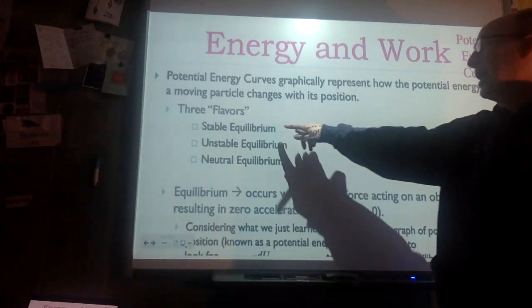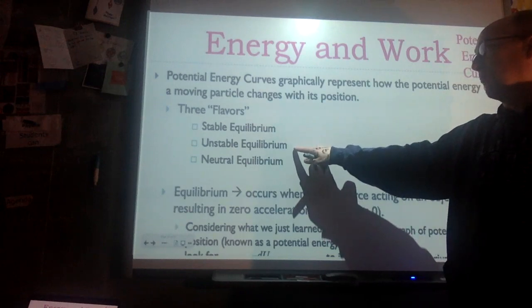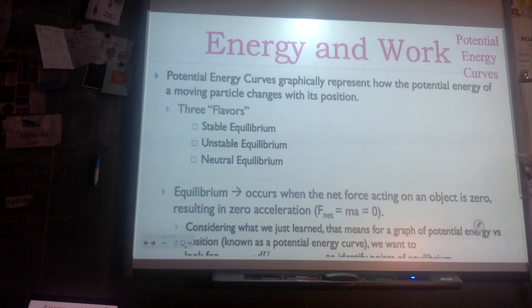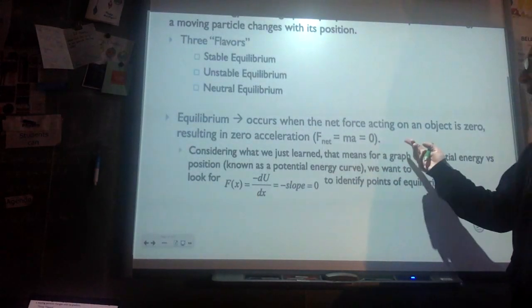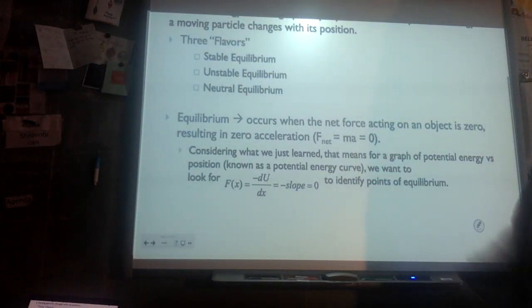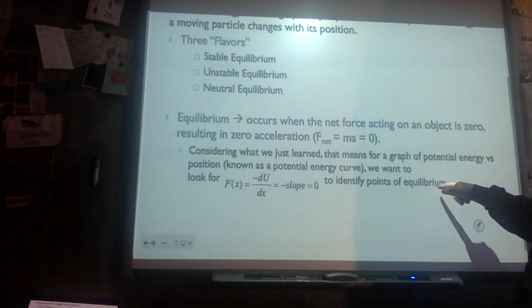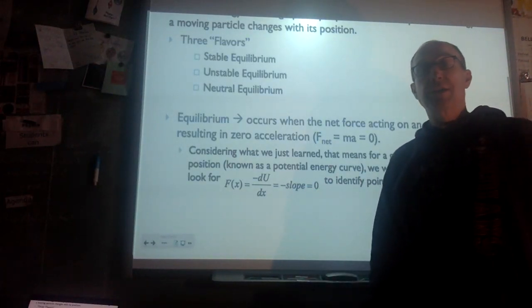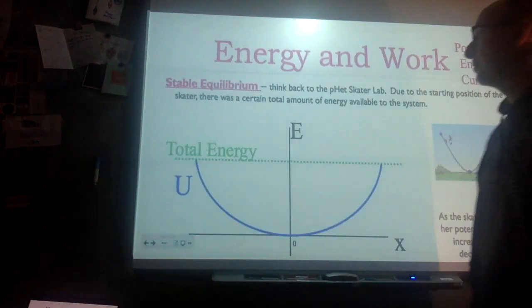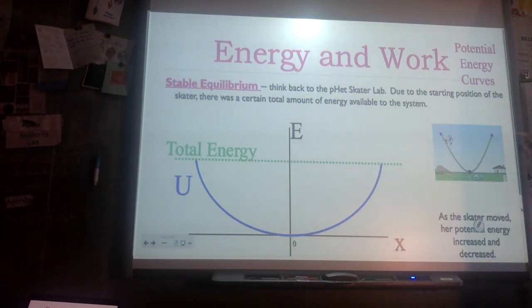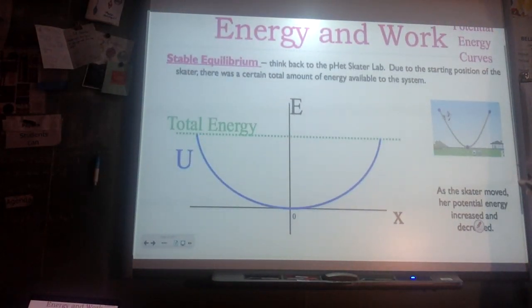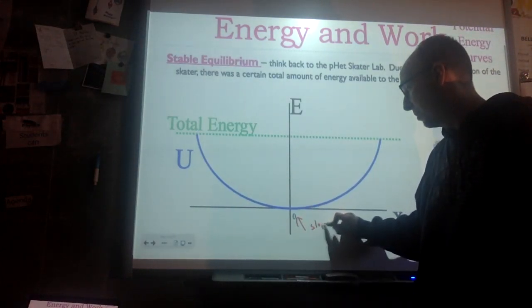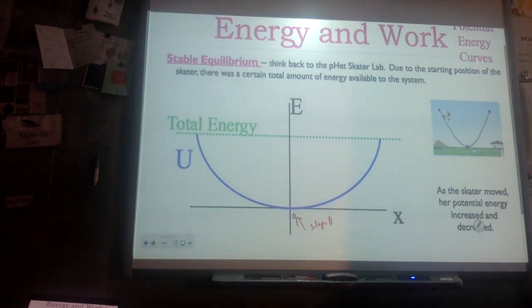You can have one that is stable. You can have one that is unstable. You can have one that is neutral. Equilibrium is going to happen when we have F net equals 0. So if I want to find where this point of equilibrium is, I'm looking for places where there is a slope of 0. So here is a stable equilibrium. I can see that I have a slope of 0 right there.